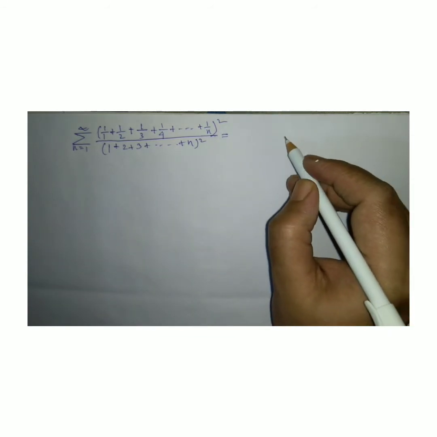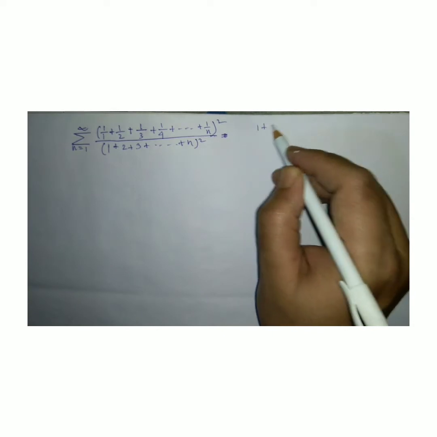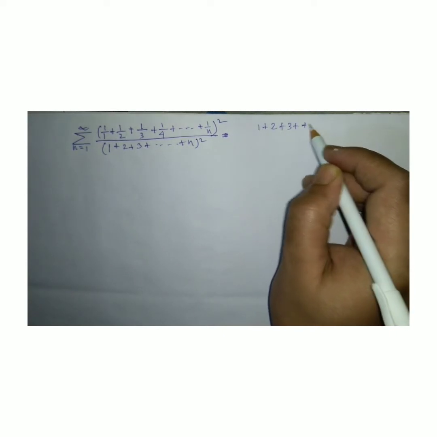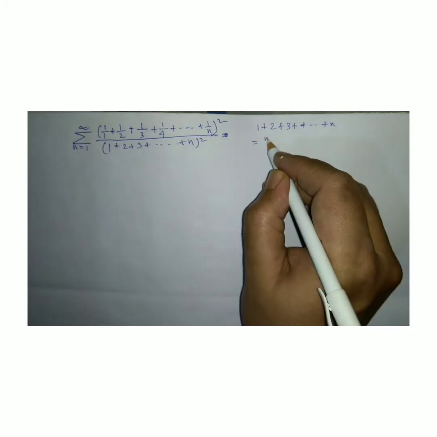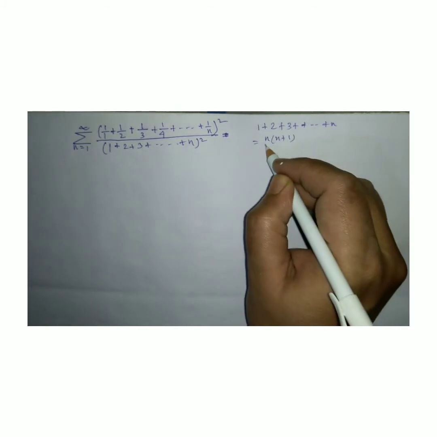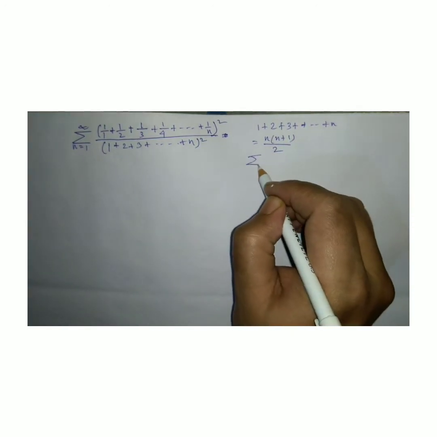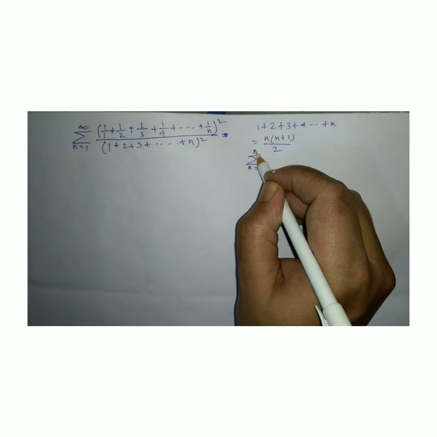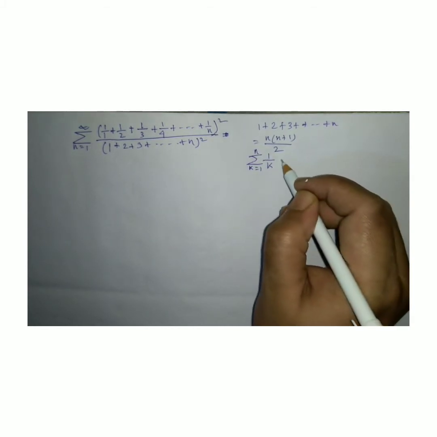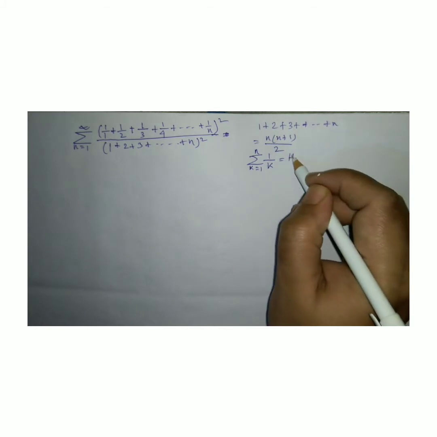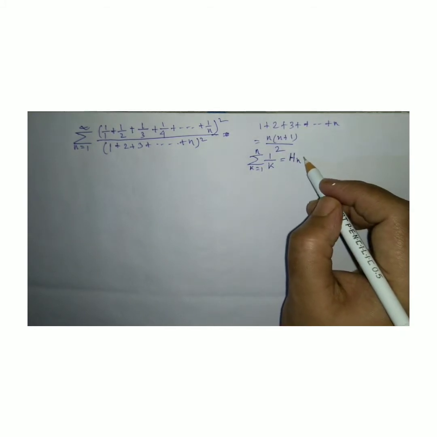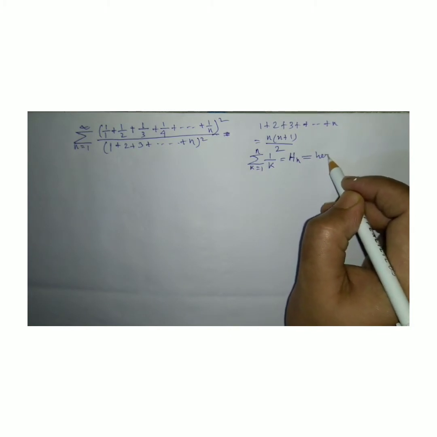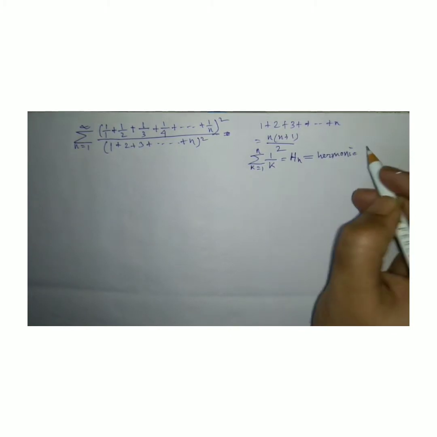So I write at first, if you know the formula, 1 plus 2 plus 3 plus dot dot dot plus n is equal to n into n plus 1 divided by 2. This is the series formula. Okay, another formula, summation k equals 1 to n of 1 by k is equal to Hn. This is a very important concept, friends. Hn means harmonic number.